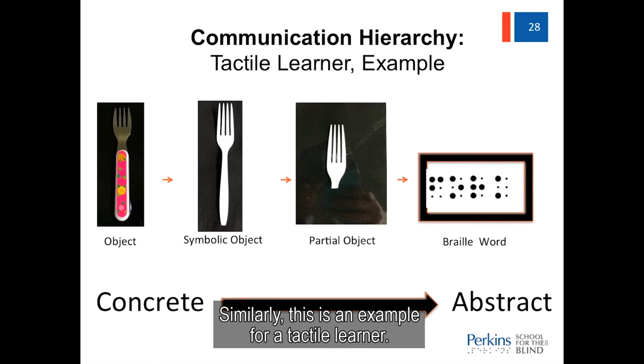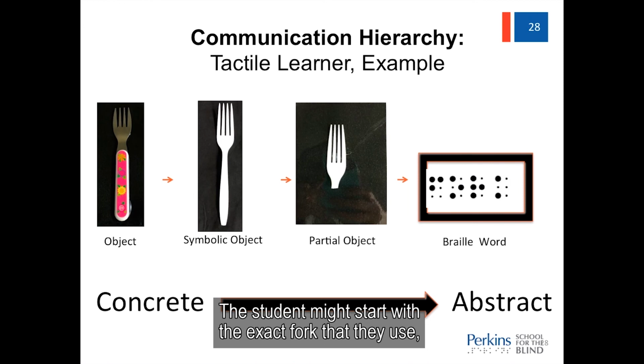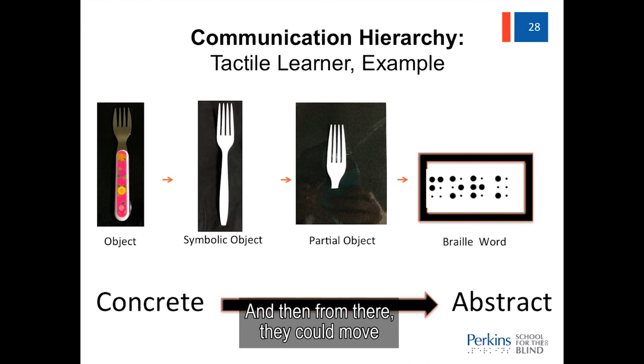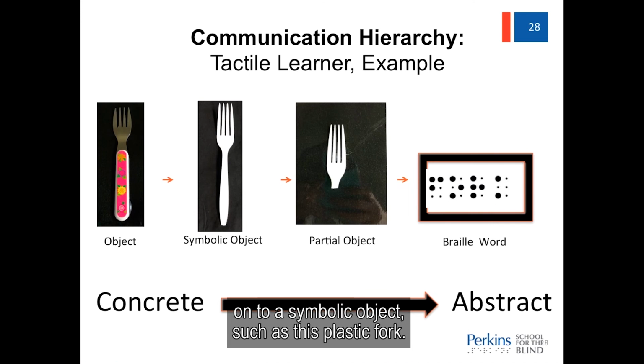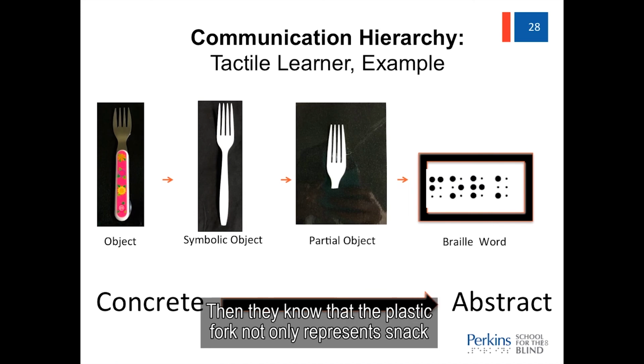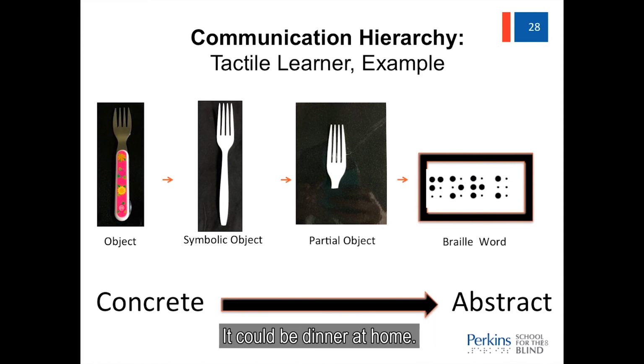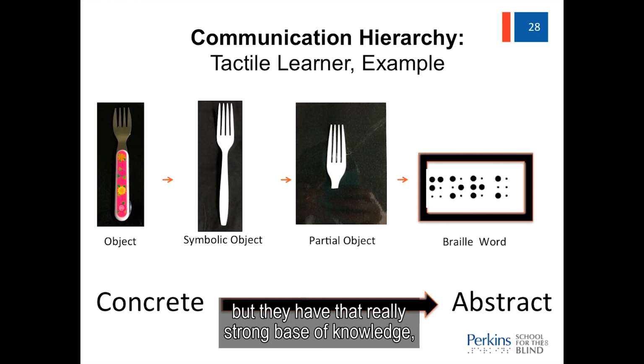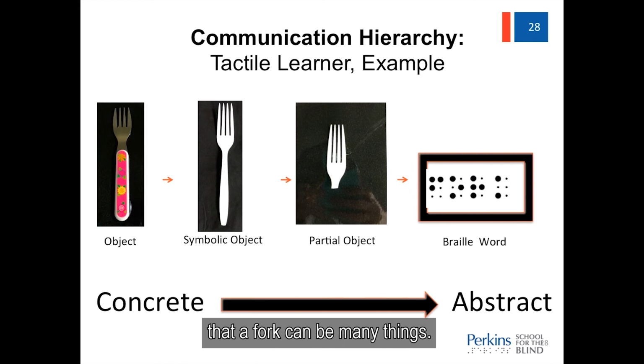Similarly, this is an example for a tactile learner. The student might start with the exact fork that they use, and they bring that fork with them and eat their lunch. And then from there, they could move on to a symbolic object, such as this plastic fork. Then they know that the plastic fork not only represents snack time, but it could be lunch, it could be dinner at home, it could be eating out. It's not the exact object they're going to use, but they have that really strong base of knowledge that a fork can be many things.